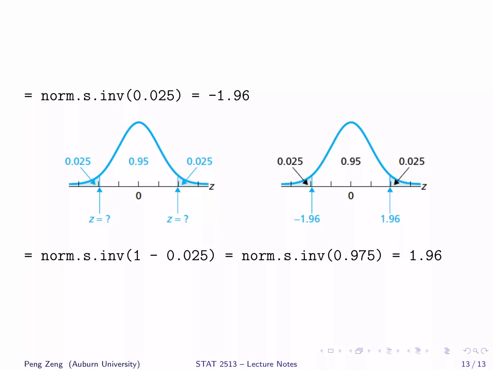If you want to find the z-alpha, you need to be very careful, because alpha means the area to the right. However, the input of the Excel function is the area to the left. Therefore, to calculate the z-0.025, we need to use norm.s.inv 0.975, and the value is 1.96.